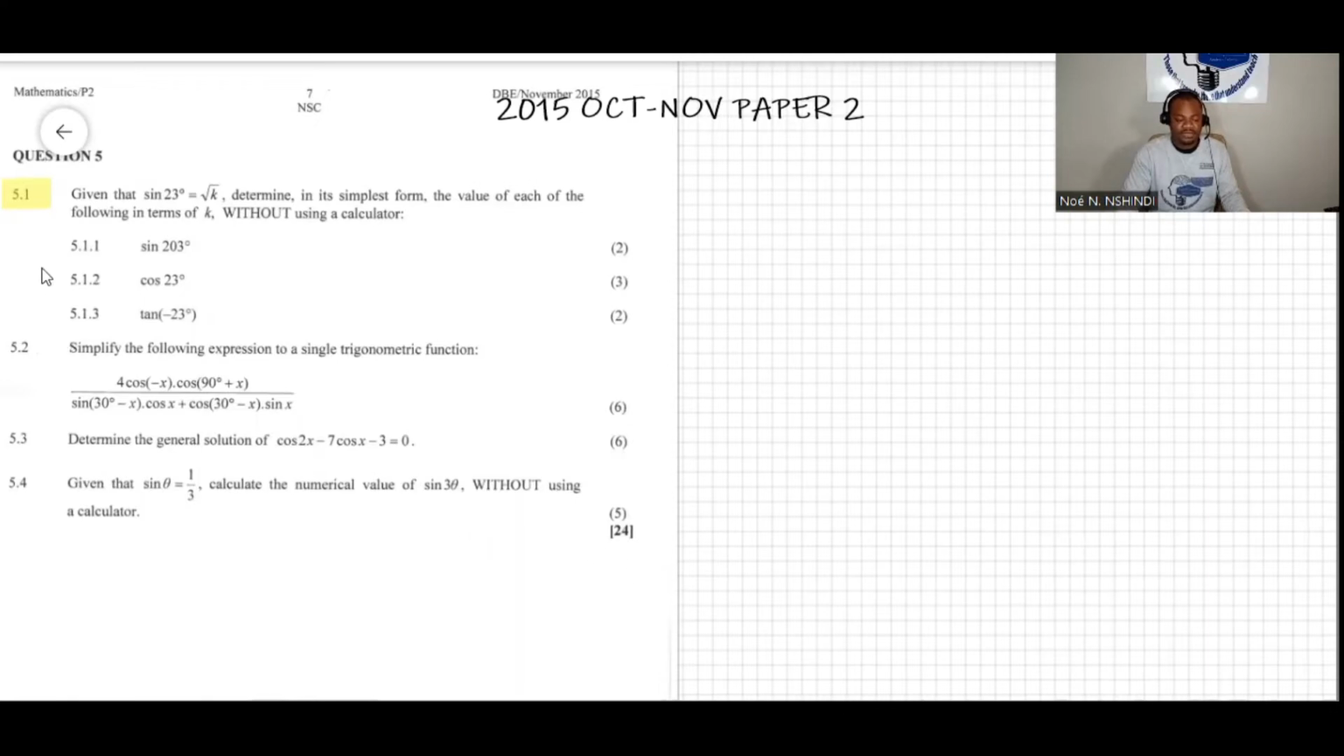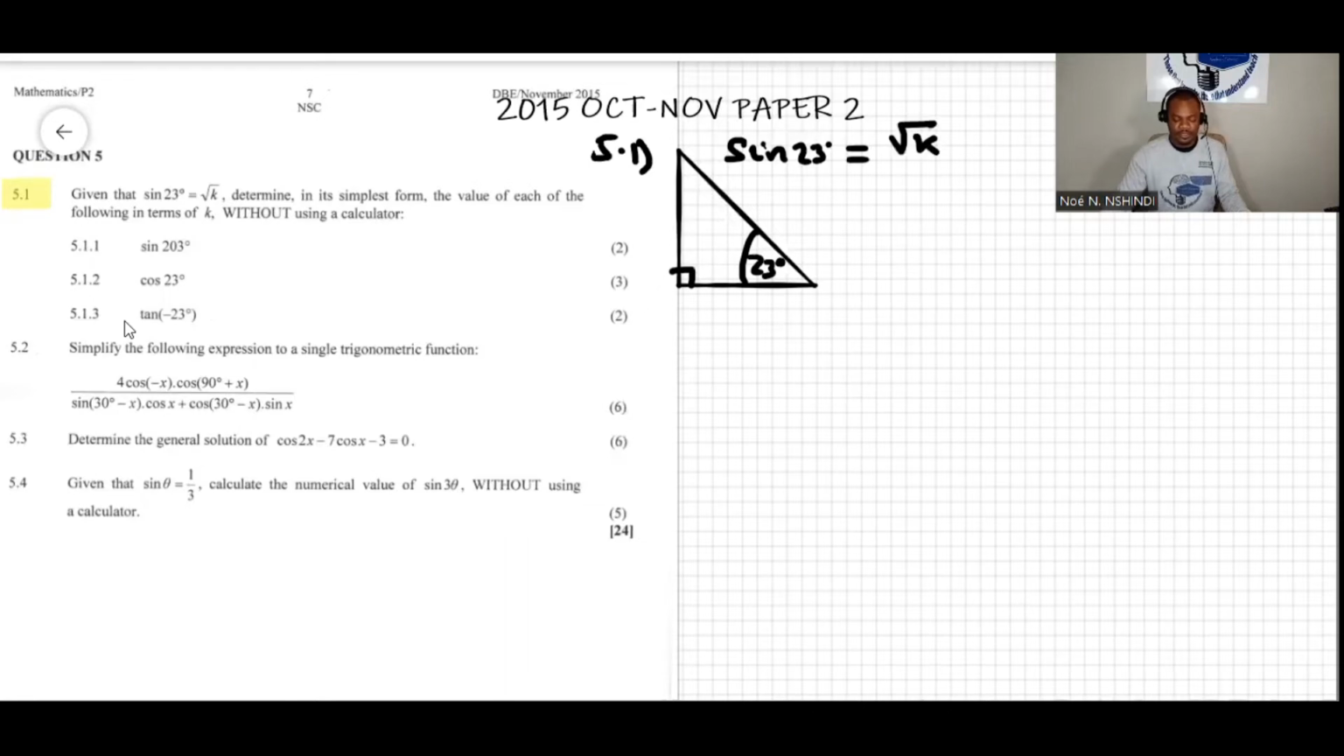Before even working out these sub-questions, let's first break down 5.1. We do have a right angle triangle given, and the angle is also given to be 23 degrees. And it did say that sine of that angle is equal to square root of k.